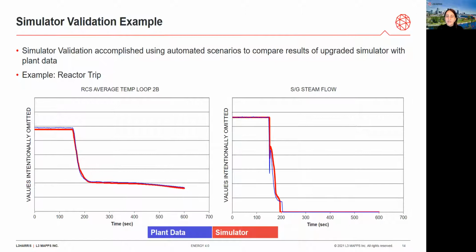We validated the simulator by comparing the results with the actual plant events. So what we have here is an example of a reactor trip with the plant data available in blue and with the simulator data that is shown in red. So as you can see in both these plots, given the values and the ranges, we are well within the ANSI standard tolerances.